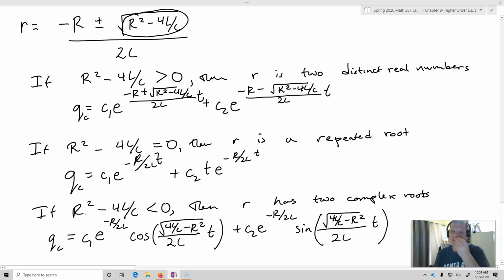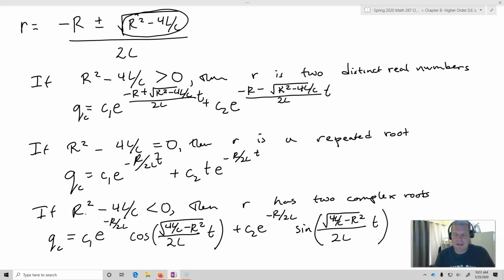Okay? I'll tell you what, don't memorize these. Just solve for r. Utilize what you know about solving homogeneous equations. I'm just showing you what they're going to look like so that you think to yourself, oh, I'm actually going to get some different solutions.